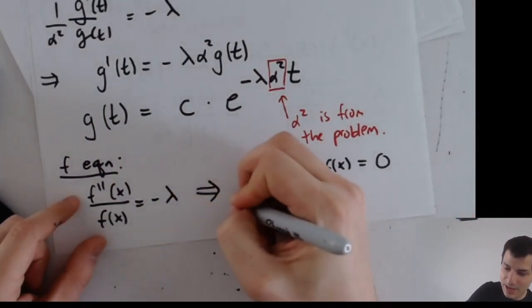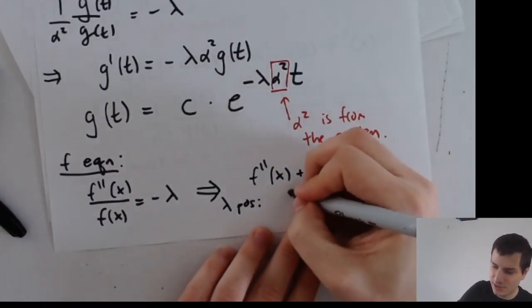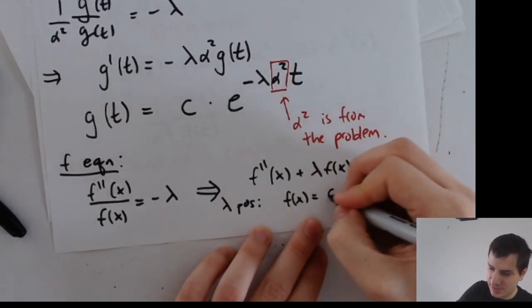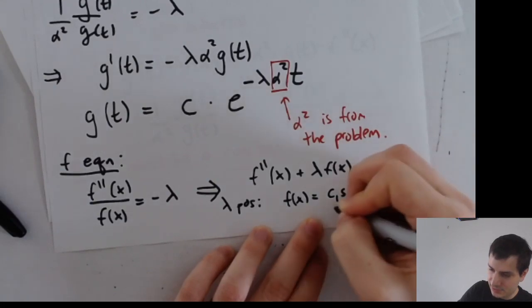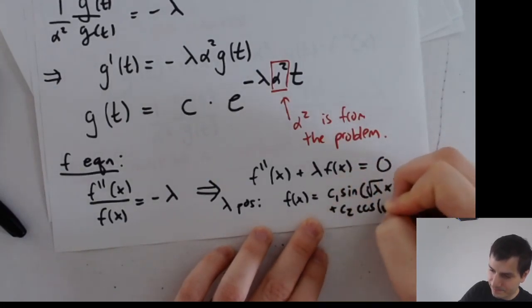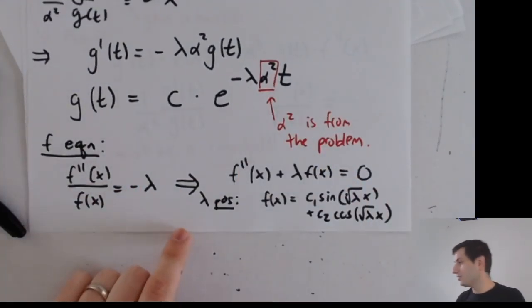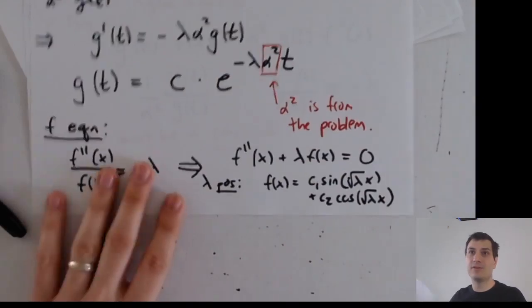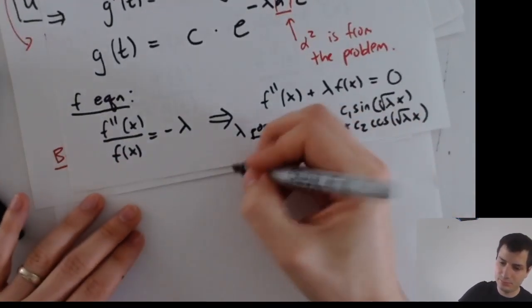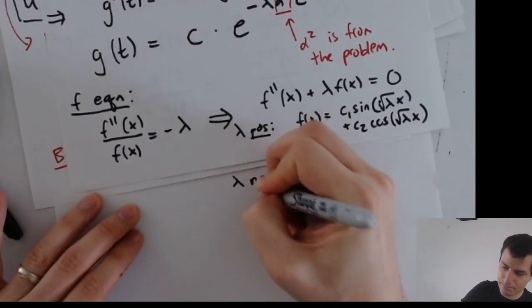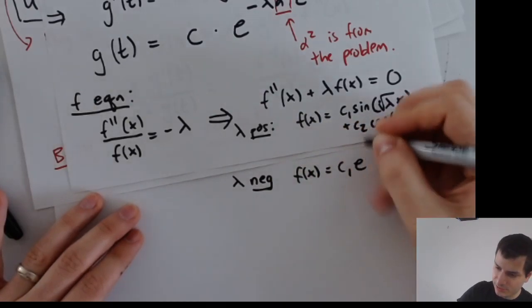So if lambda is positive, then you get sines and cosines. So you get f of x is c1 sine of square root lambda x plus c2 cosine of square root lambda x. That's if lambda is positive. If lambda is negative or 0, you get something else. If lambda is negative, you get exponentials.